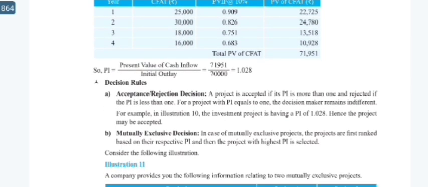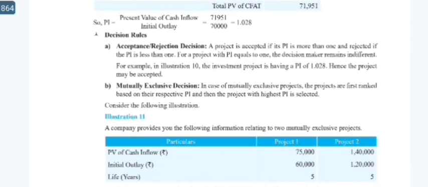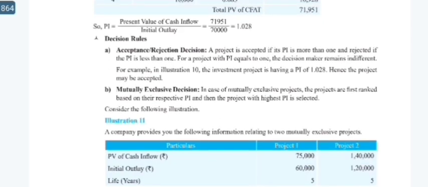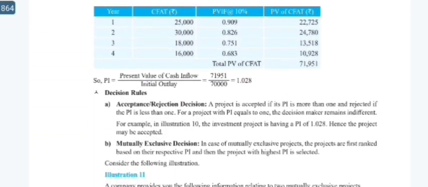So how will we take the decision? If PI is more than 1, we will accept the project. If PI is less than 1, we will reject the project. If PI is equal to 1, it is up to the decision of the management. In the illustration, PI is greater than 1, so the project is accepted. In the case of mutually exclusive projects, we have to rank the projects based on the PI calculated. Then we have to choose the project which has the highest PI.